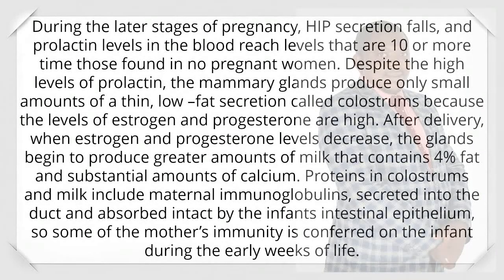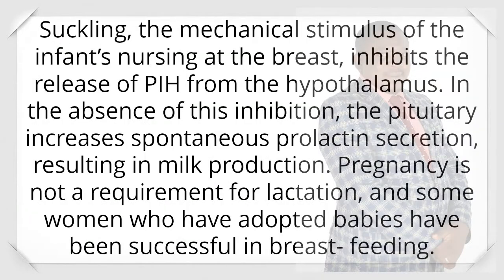Proteins in colostrum and milk include maternal immunoglobulins, secreted into the duct and absorbed intact by the infant's intestinal epithelium, so some of the mother's immunity is conferred on the infant during the early weeks of life. Suckling, the mechanical stimulus of the infant's nursing at the breast, inhibits the release of PIF from the hypothalamus. In the absence of this inhibition, the pituitary increases spontaneous prolactin secretion, resulting in milk production. Pregnancy is not a requirement for lactation, and some women who have adopted babies have been successful in breastfeeding.